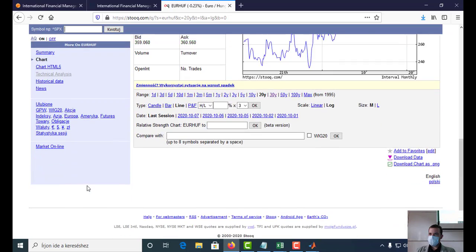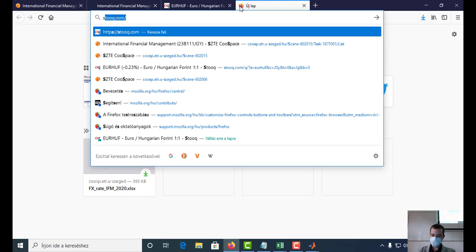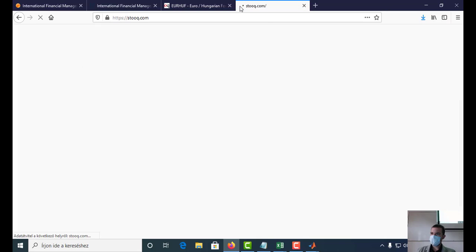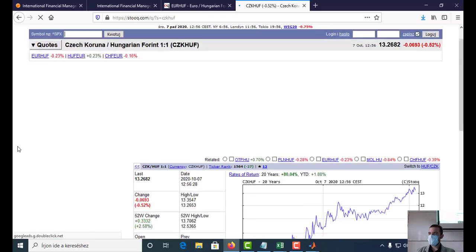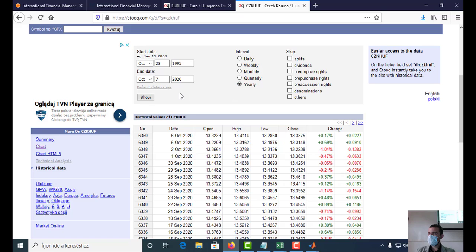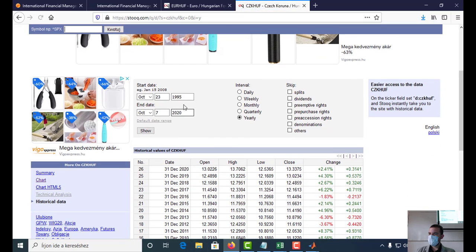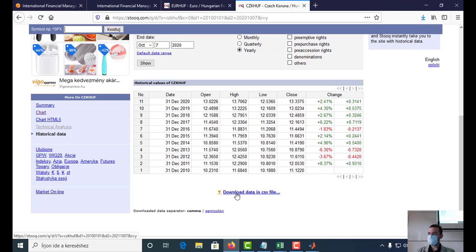So in this case the best thing is to check historical data for the Hungarian forint and also for the Czech koruna, so Stockholm, CZK EUR, historical data. We are switching to yearly, and also we don't want to have the 90s, so let's say from 2010, January 1st. Is it possible to download as a database? Yes, it can be downloaded as CSV. Yes. Okay.